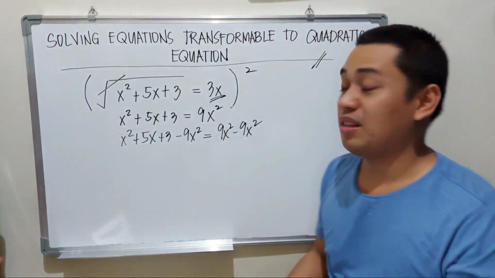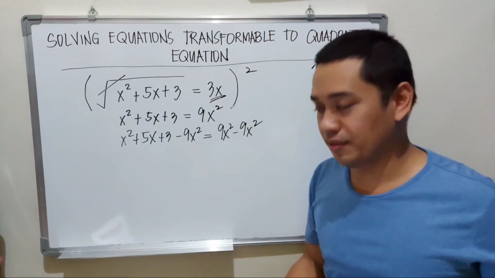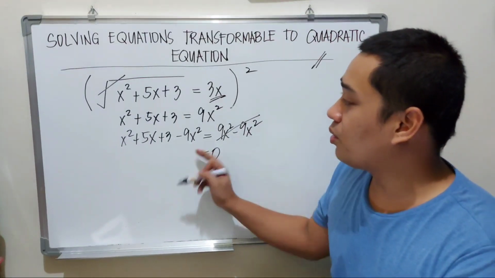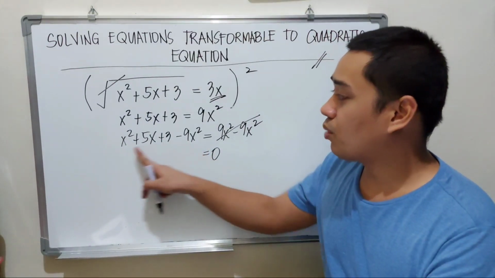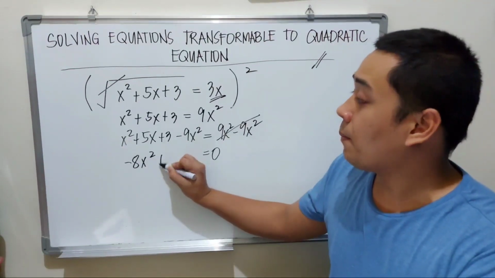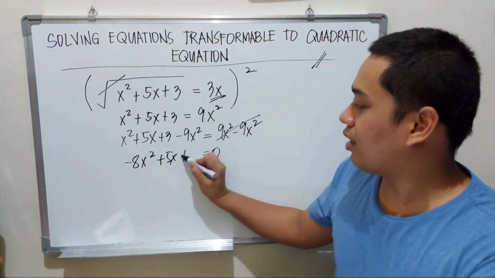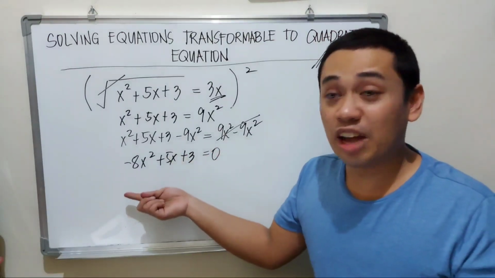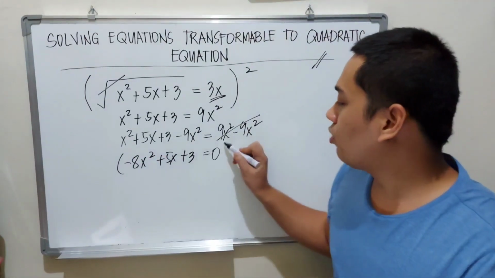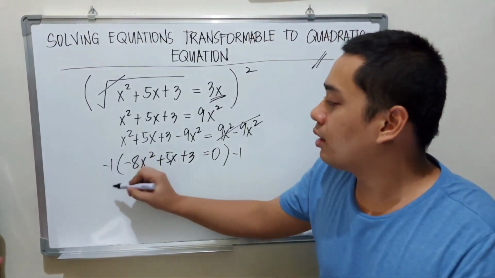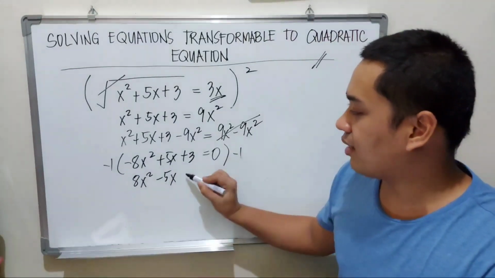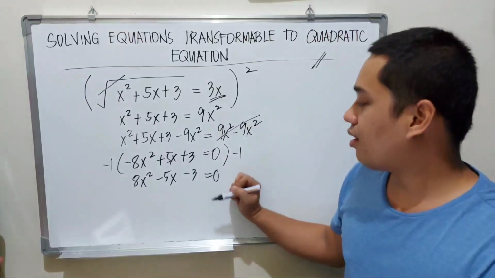And so we will have x squared plus 5x plus 3 minus 9x squared is equal to 9x squared minus 9x squared. Diba? Inadd lang natin yung additive inverse nung nasa right. Cancel this out. This will become 0. Then, negative 9x squared plus x squared, we have negative 8x squared plus 5x plus 3. Diba bawal tayo magkaroon ng negative na first term? So, we need to multiply this by negative 1. And so we will have 8x squared minus 5x minus 3 equals 0.